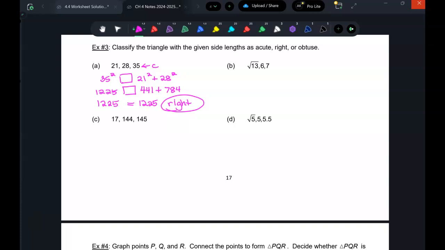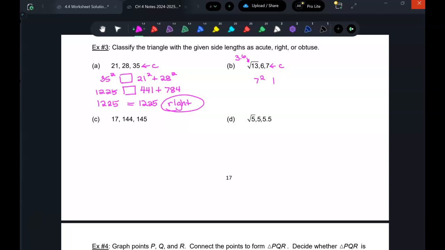Okay, which one is the biggest side here? Square root of 13, 6, or 7? What's the square root of 13? This is about 3.6. So what's the biggest side? 7.